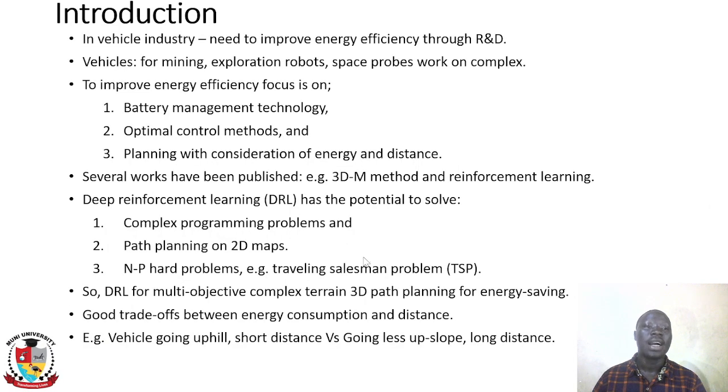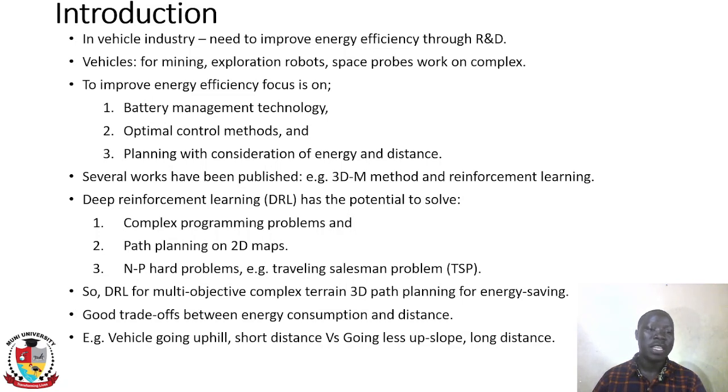In the vehicle industry, there is a very big need to improve energy efficiency through research and development. Vehicles in use in mining, exploratory robots, and space probes all face a very complex environment like the one I described before. To improve that, three aspects are normally focused on: battery management technology, optimal control methods, and path planning with the conservation of energy and distance, which is what we are looking at. In this area, several works have already been published, like the 3DM method and other reinforcement learning methods.